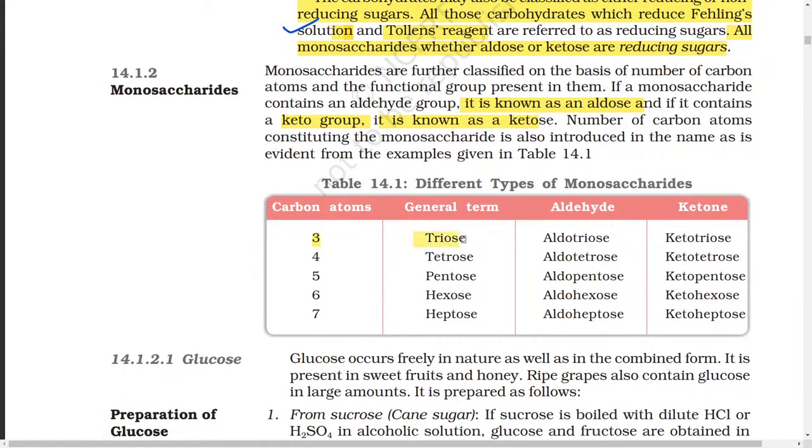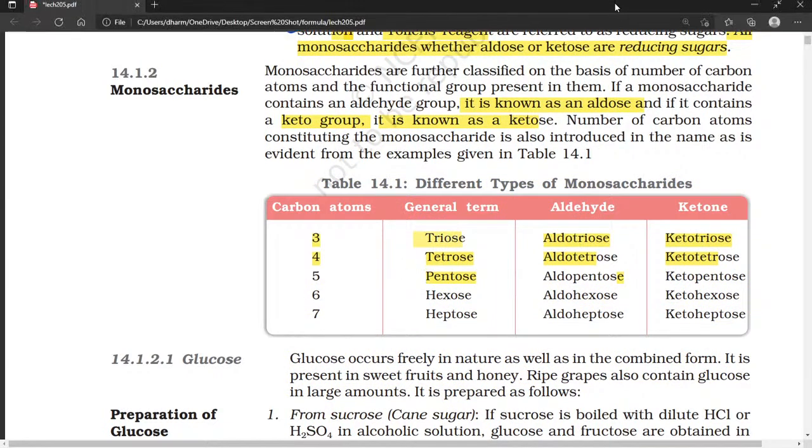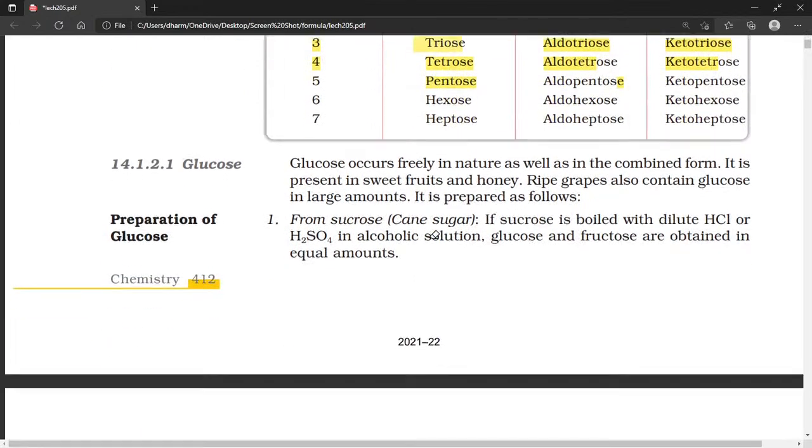Carbon 3 is triose as the general term, aldotriose for an aldehyde, and ketotriose for a ketone. Like this for four carbon atoms: tetrose, aldotetrose, ketotetrose; pentose, aldopentose, ketopentose; hexose, aldohexose, ketohexose; heptose, aldoheptose, ketoheptose.